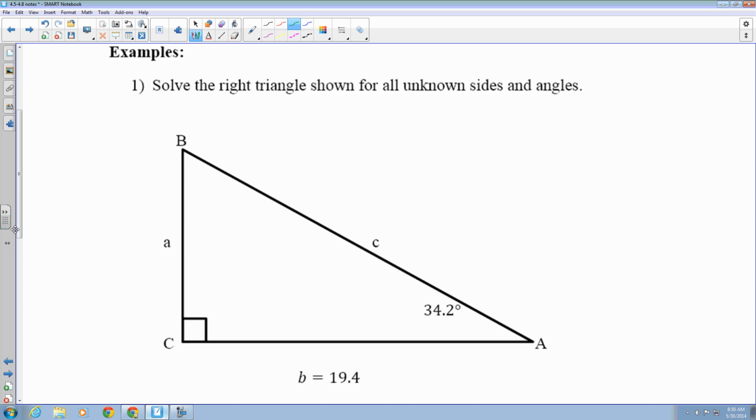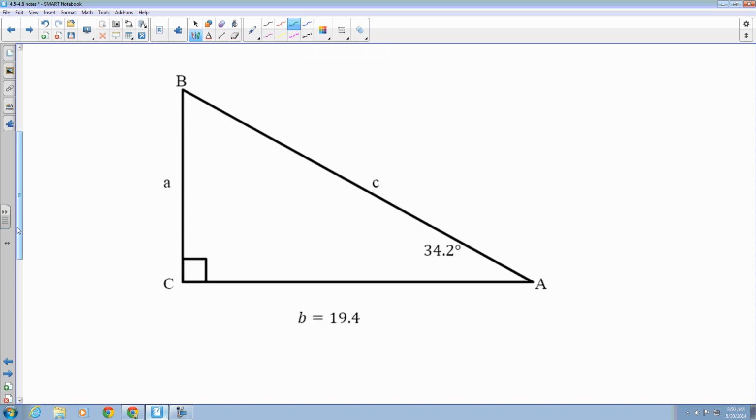So I think the first thing to do if you have a right angle and you have another angle is to find the angle B first. So to find angle B, we know there's 180 in a whole triangle. We would subtract off the other two angles. And 55.8 degrees is angle B.